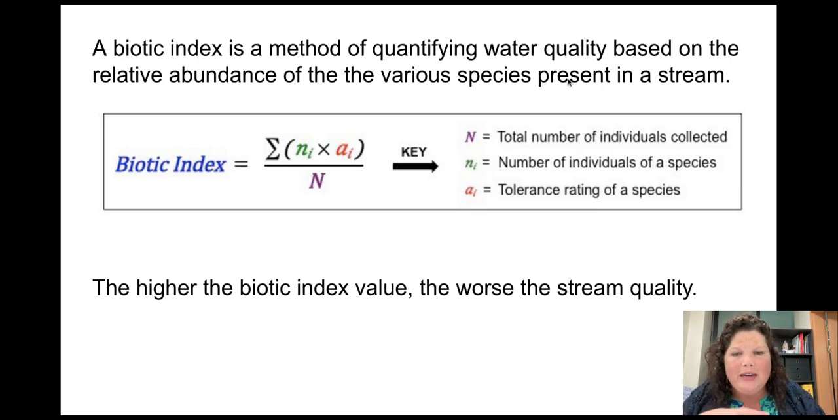So to do this, we're going to add up some numbers of all the species in the ecosystem or the area that we're looking at, the area of a stream, the area of an ecosystem, whatever it is. So we're going to take our N here as the number of individuals of that species times its tolerance rating. And then we're going to do it again for the next species, and the next species. So we're going to sum up all of those, and then we're going to divide it by the total number of individuals that we collect. The higher the biotic index value, unfortunately, the worse the stream quality.